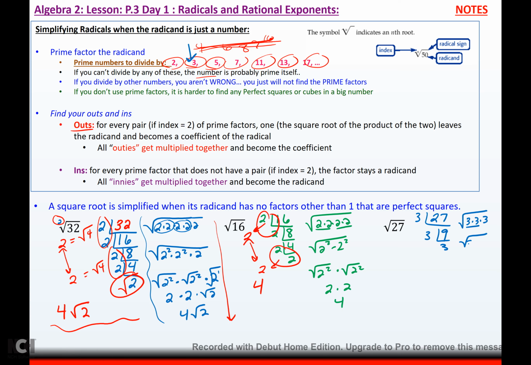Bundle them, that's the square root of 3 squared times 3. Split them, that's the square root of 3 squared times the square root of 3. That cancels as 3 square roots of 3. Shortcut, there's a bundle of 3, that's 9. The square root of 9 is 3. He doesn't have a bundle, so outie innie is 3 square roots of 3.